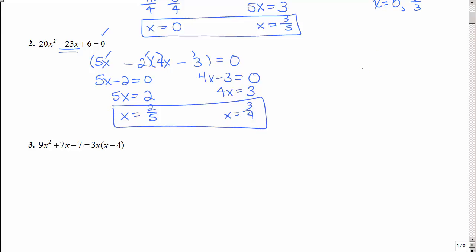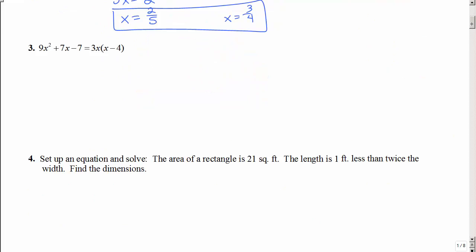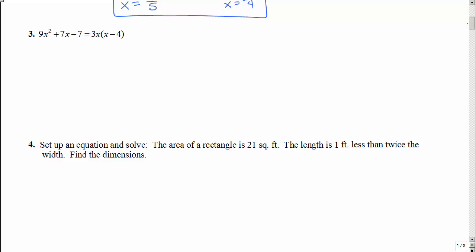So again, you could list them in the given answer blank on the final exam, or you could say x equals those. Now how is this next problem different? It's not equal to 0, so we can't just start factoring. We have to set it equal to 0. So what can I do with this? I have to distribute. So I have 9x squared plus 7x minus 7, 3x squared minus 12x.